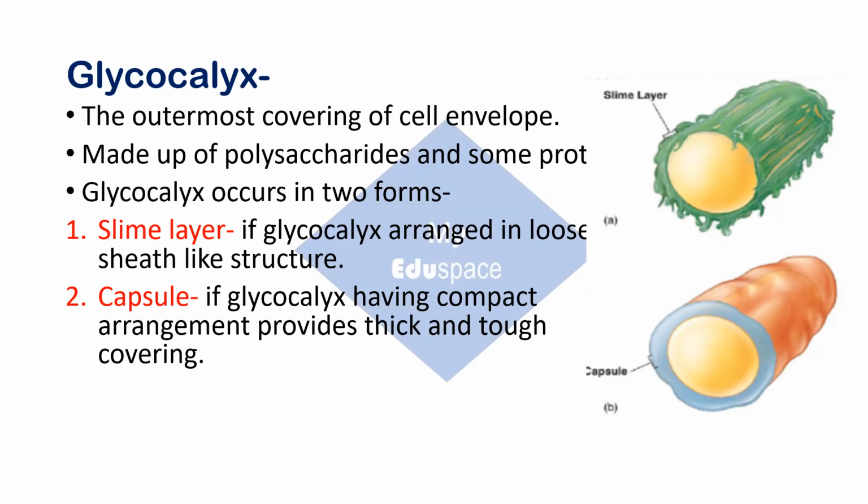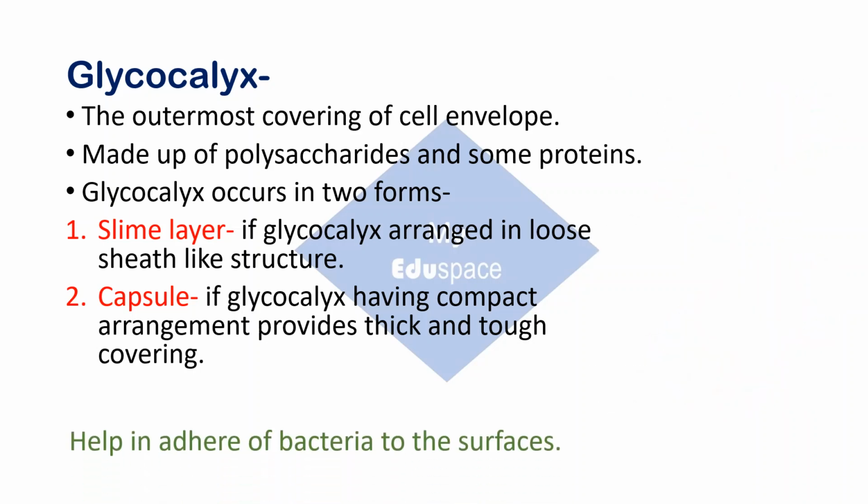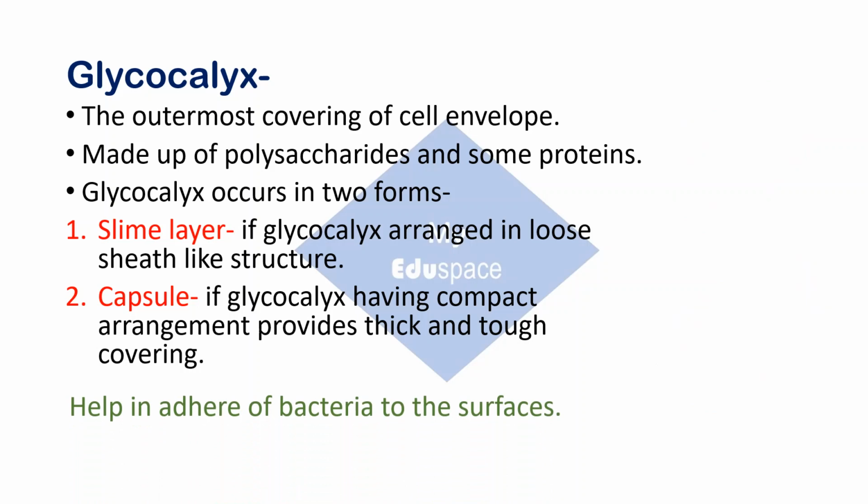If the glycocalyx has a compact and tight arrangement, then it is called a capsule, which is a much thicker and tough covering. So functionally, glycocalyx, or the outermost covering, helps the bacteria to adhere to surfaces.